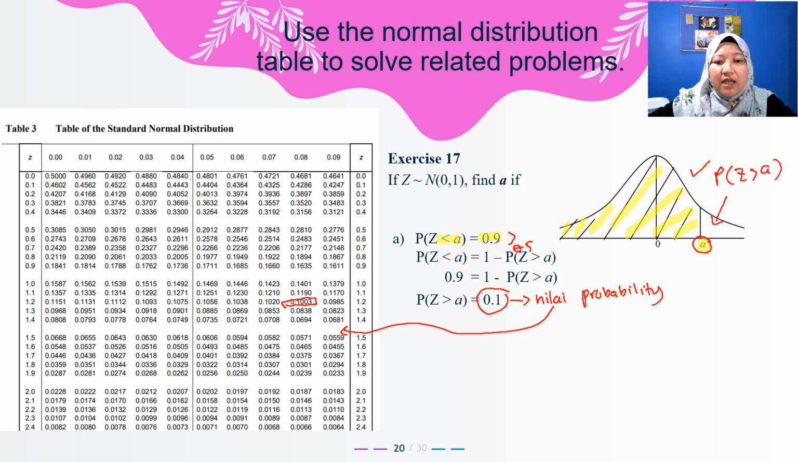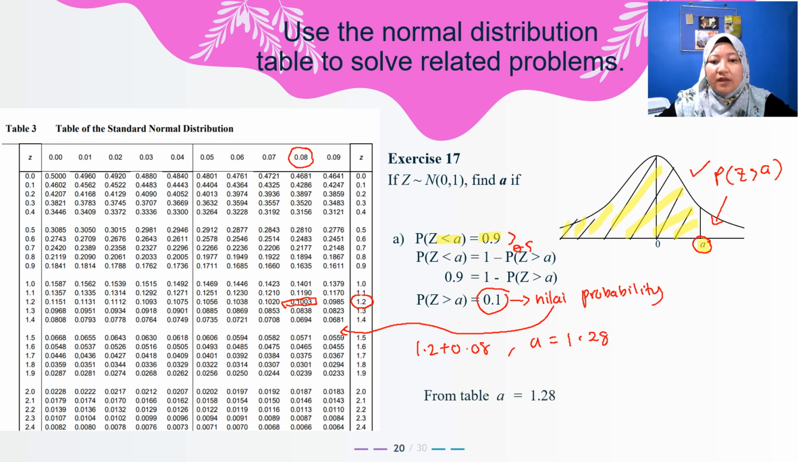Okay. Jadi, A dia apa? A dia adalah, kita lihat, apakah nilai di sini? Nilai di sini adalah 1.2. Nilai di atas adalah 0.08. Jadi 1.2 tambah 0.08 bermaksud A awak adalah 1.28. Okay, from the table, we have A is 1.28. A ni apa? A ni adalah Z score.